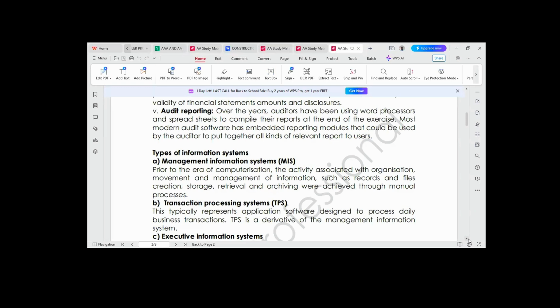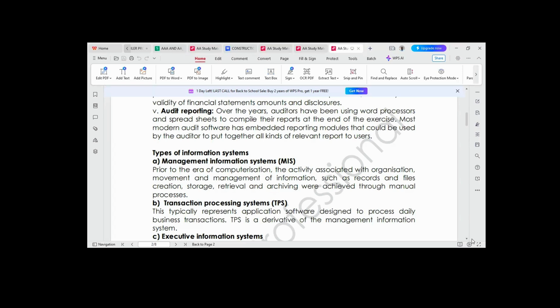They have the second one called Transaction Processing System. These typically represent application software designed to process daily business transactions. Examples of these are the accounting systems that we have in our offices, which we use to do our daily bank position, treasury balances, daily treasury positions. Okay, use it to process transactions. We call it the transaction processing system.